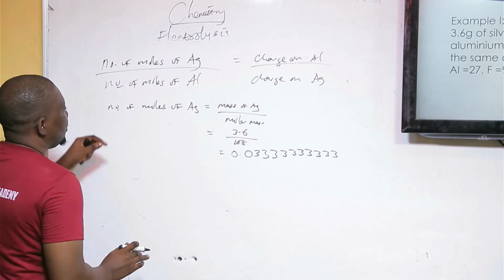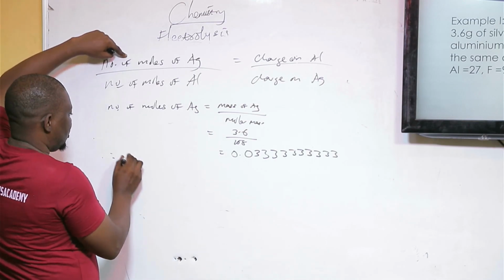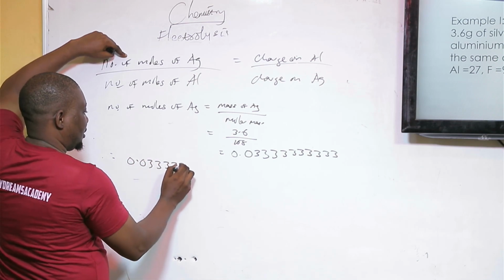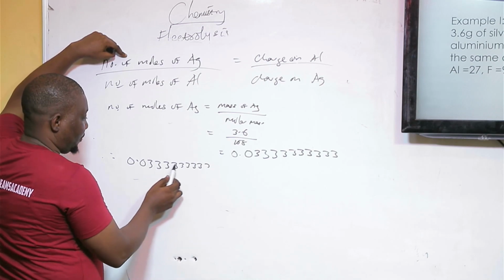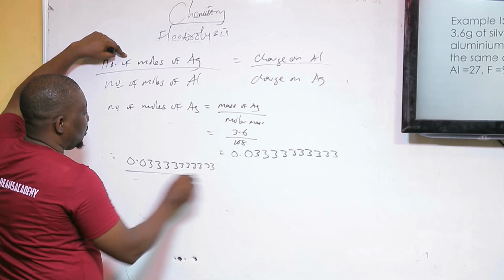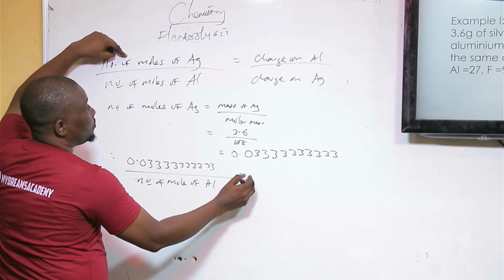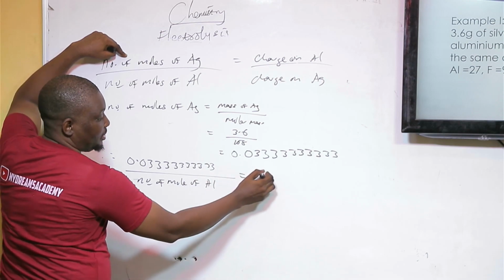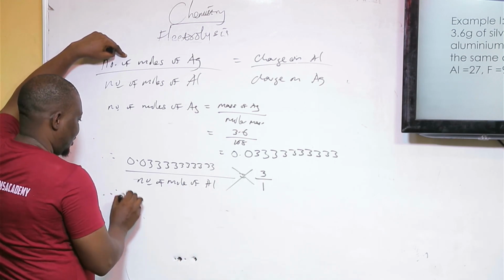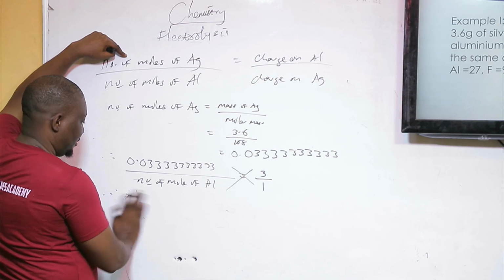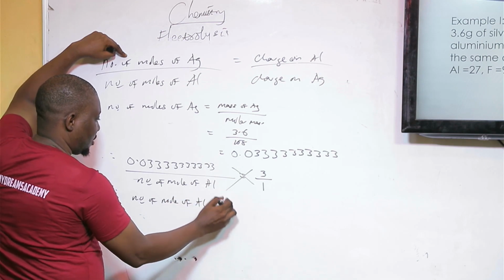Okay, now I know the number of moles of silver. I'll say therefore, here will now be 0.0333333333. I can approximate if I like. Over the number of moles of Al, equals what is the charge of aluminium? 3. What is the charge of silver? 1. So the number of moles of Al is what?